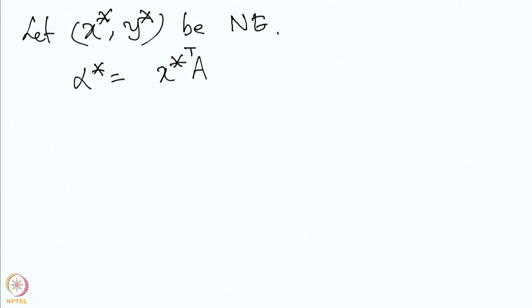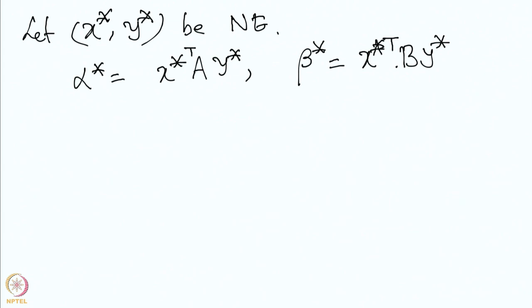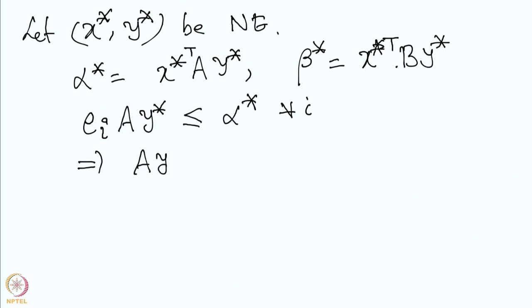So, first let us see, let x star y star be a Nash equilibrium. Let alpha star be x star transpose A y star, and similarly let me put beta star as x star transpose B y star. Let us take this. Now, we know, in the previous part itself we have seen, that ei transpose A y star is certainly less than or equal to alpha star. This is true for all i. That means every entry of A y star is going to be less than or equal to alpha star. This implies A y star minus alpha star times the vector of 1s is less than or equal to 0.